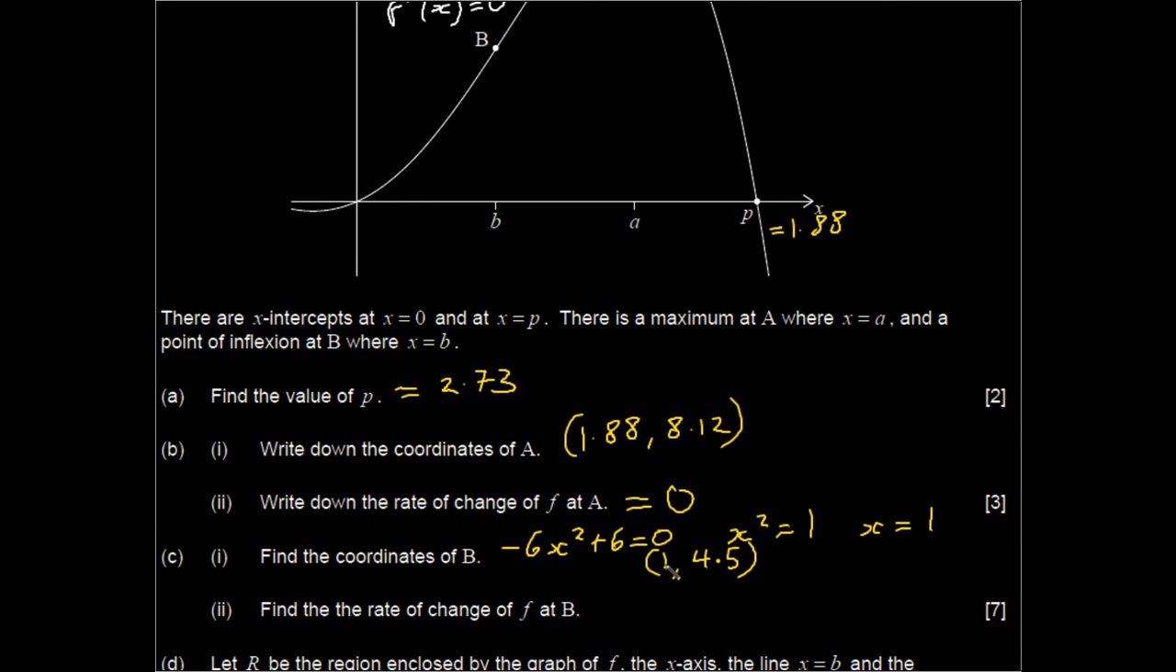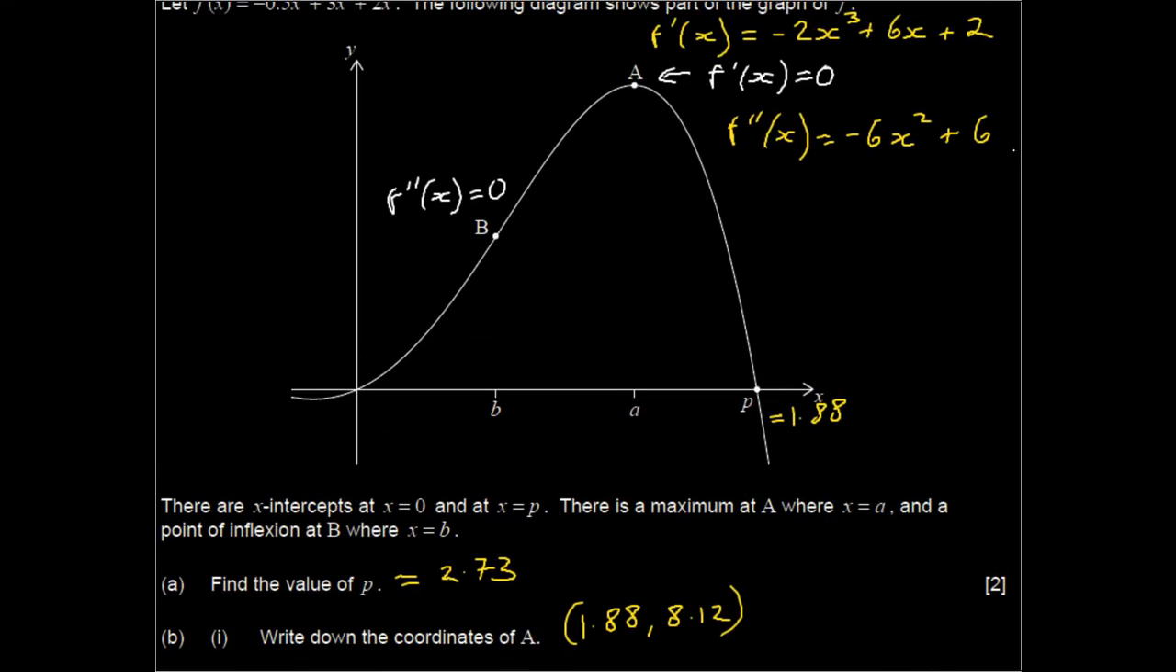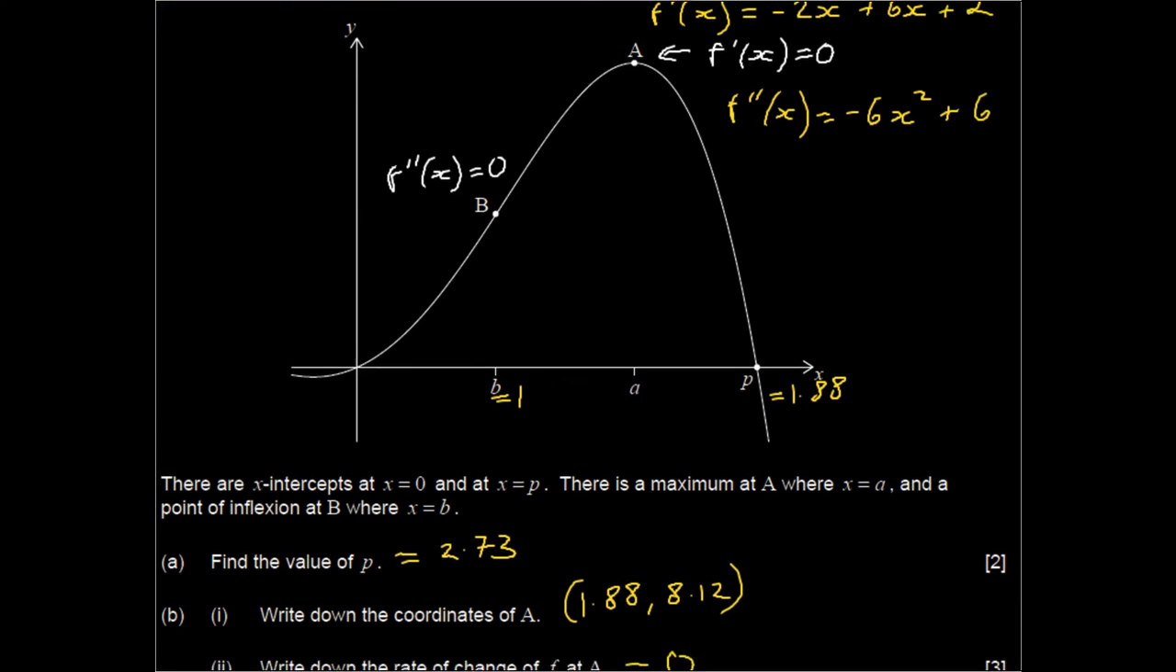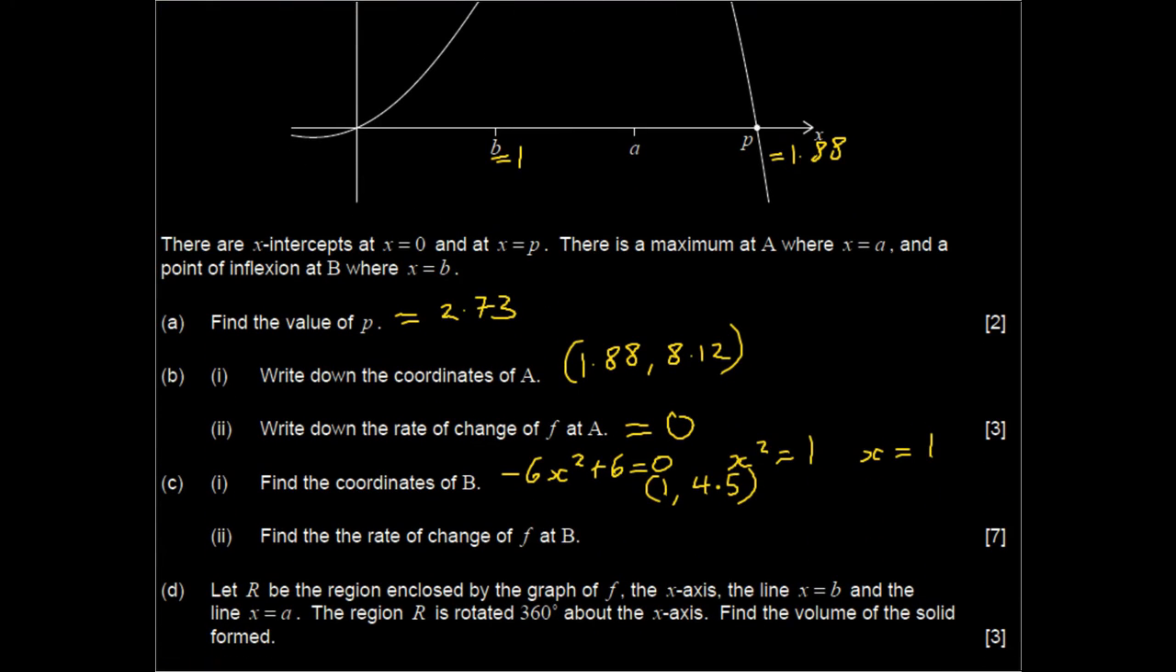Okay, next it says find the rate of change of f at b. So like I said before, rate of change is equal to f prime. So f prime is the rate of change. We know at this point x is equal to 1. So I would just need to substitute 1 into f prime. So here I'd have negative 2 plus 6 would be 4, and then plus 2 would give me 6. So I'm finding f prime of 1, which is equal to 6.